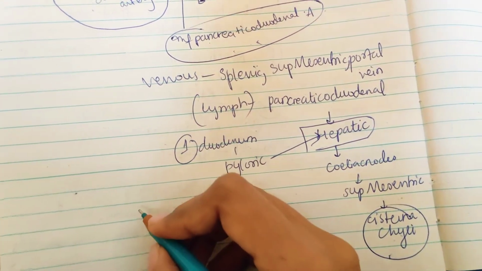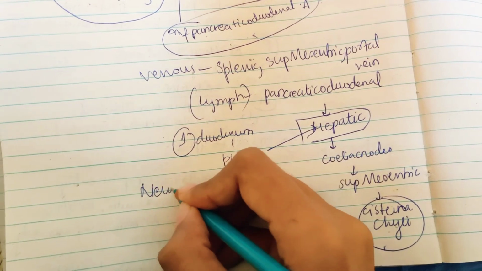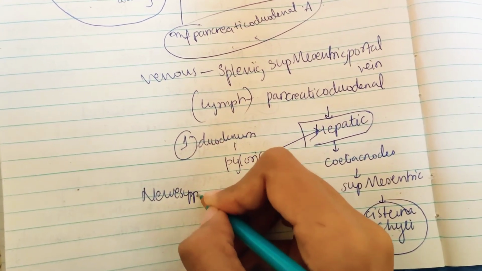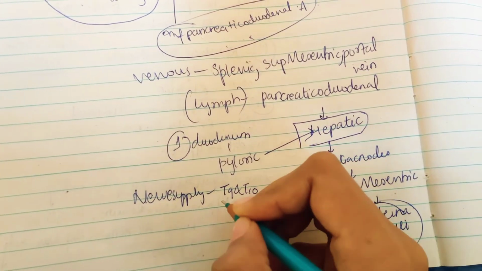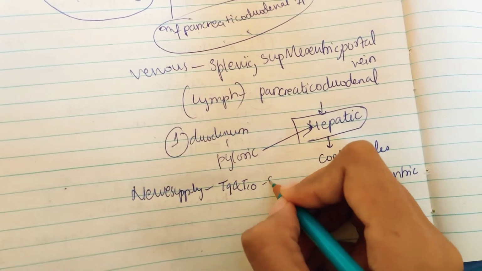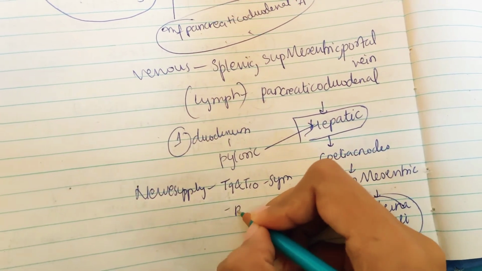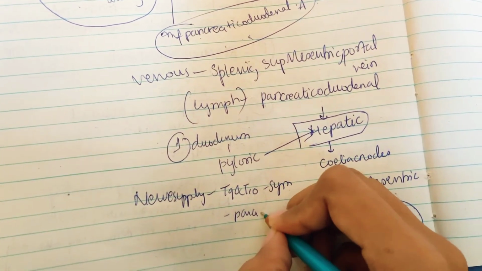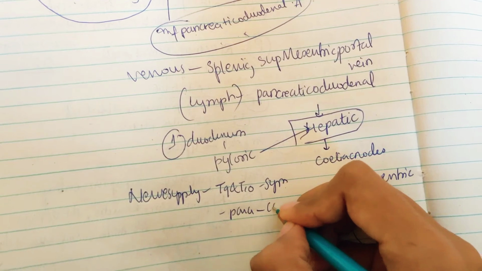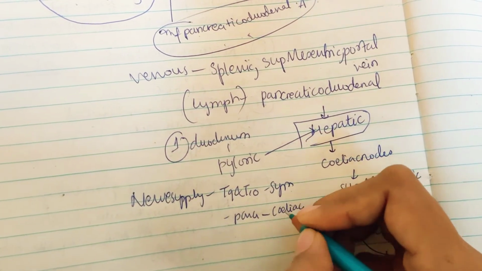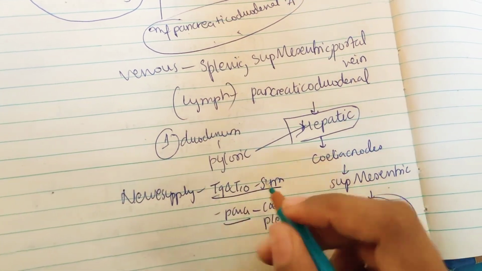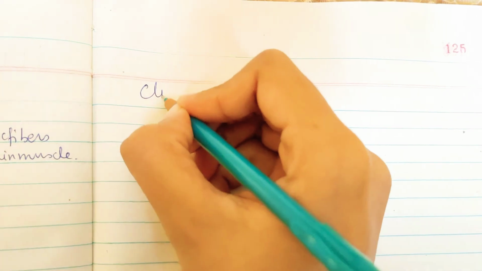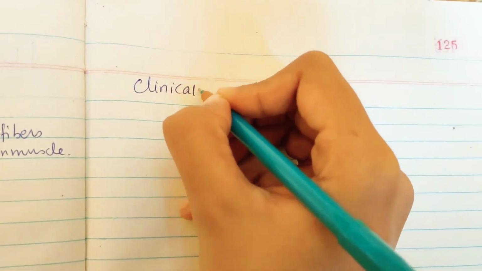Okay, so now coming to the nerve supply of the duodenum. The nerve supply is by the T9 and T10 spinal segments, and these are sympathetic, and also by parasympathetic supply, by means of the vagus, which passes through the celiac plexus and reaches the duodenum. Celiac plexus, this is parasympathetic. T9 T10 sympathetic.